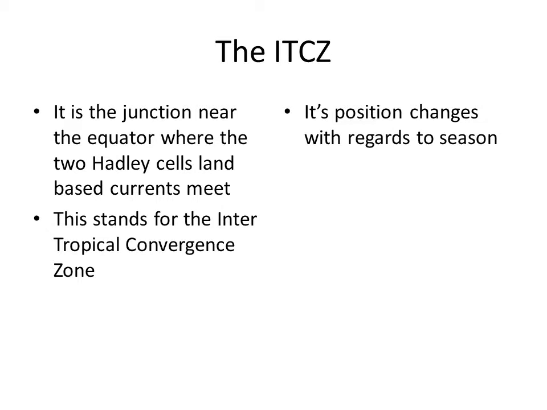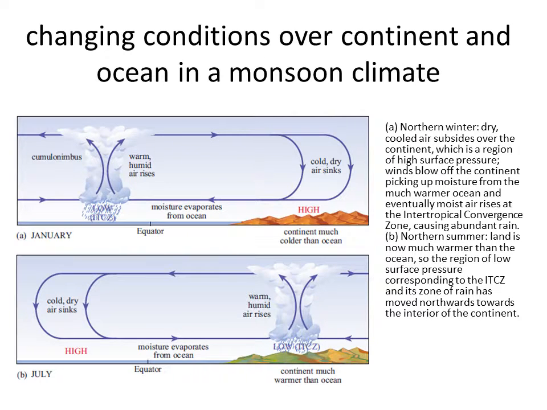The ITCZ. It is the junction near the equator where the two Hadley cell land-based currents meet. This stands for the Intertropical Convergence Zone. Its position changes with regard to the season. Changing conditions over continent and ocean in a monsoon climate.